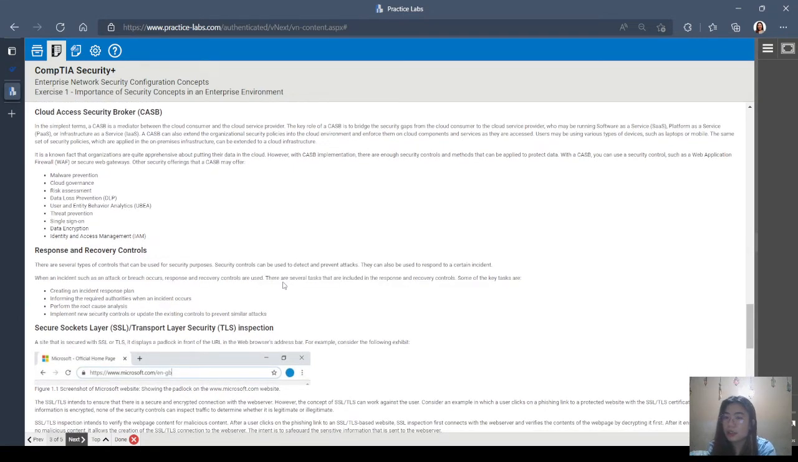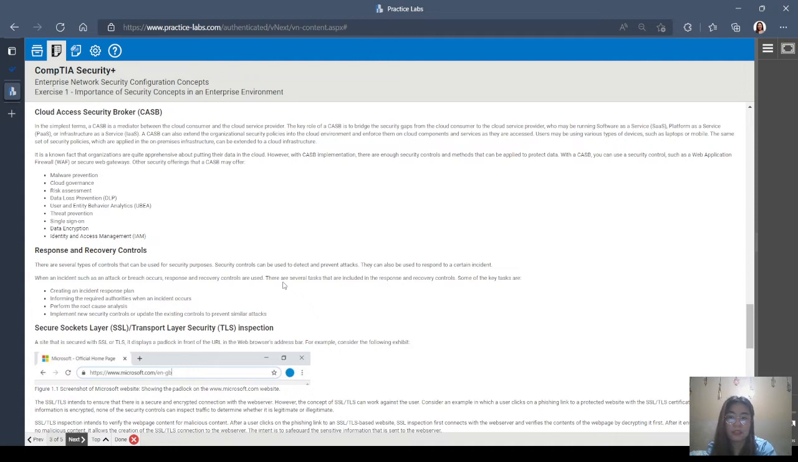Cloud access security broker. In the simplest terms, a CASB is a mediator between the cloud consumer and the cloud service provider. The key role of a CASB is to bridge the security gaps from the cloud consumer to the cloud service provider, who may be running software as a service, platform as a service, or infrastructure as a service.